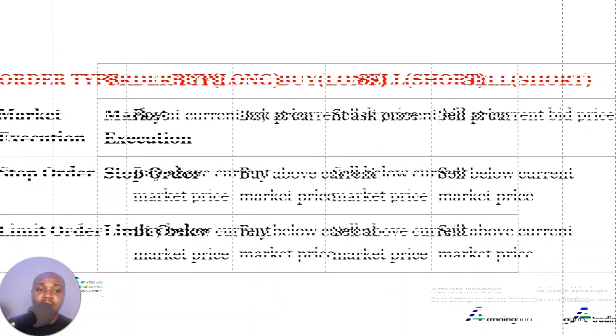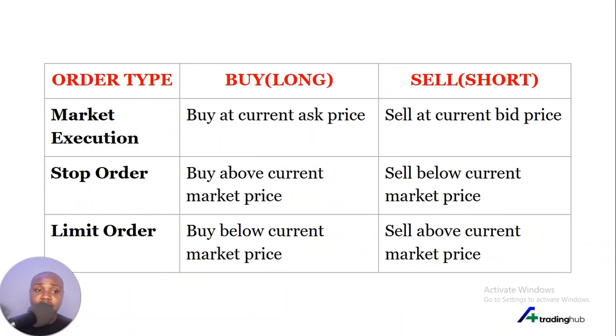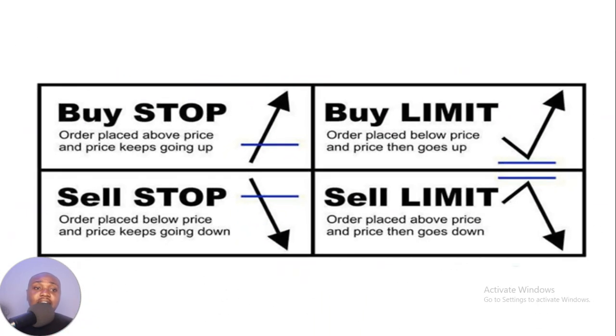Let's talk other types. Now there is market execution. You buy at the current ask price and you also sell at the current bid price. Then the stop order is that you buy above the market price and you also sell below the current market price. Limit orders are you buying below the current market price or selling above the current market price. This is exactly how it looks like.